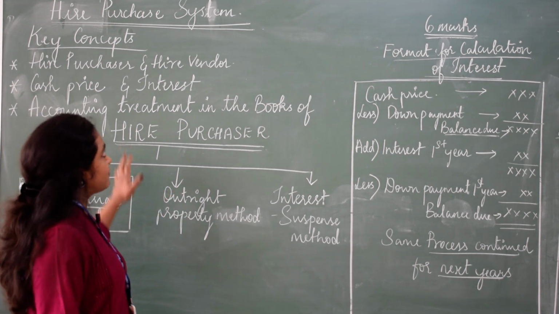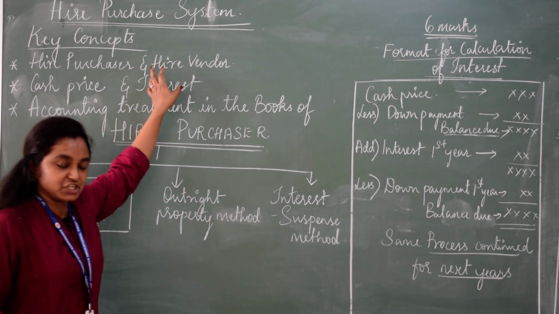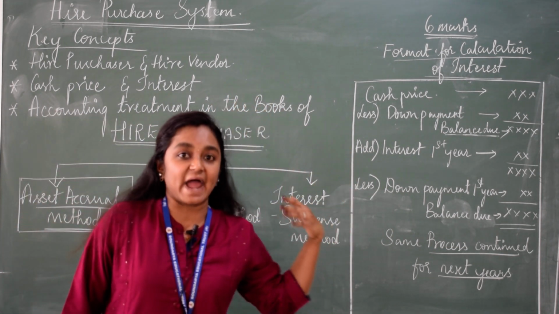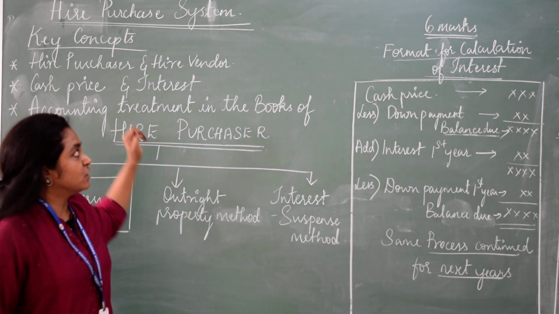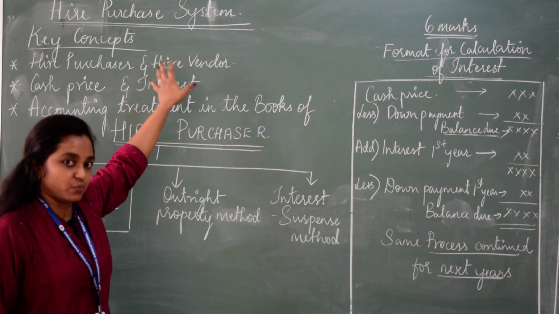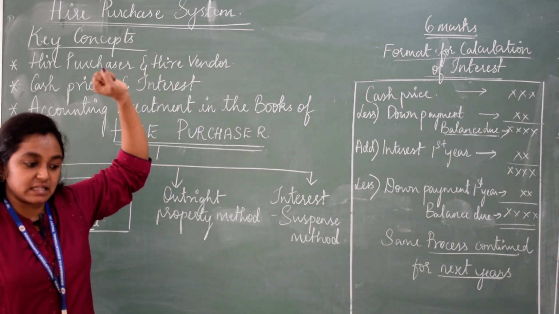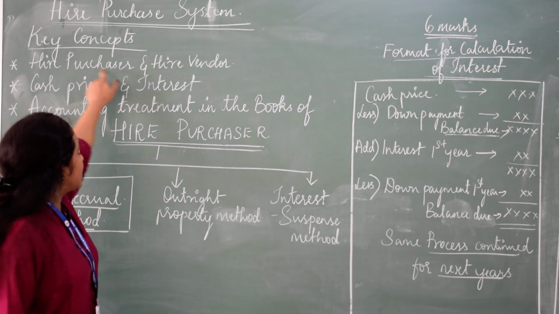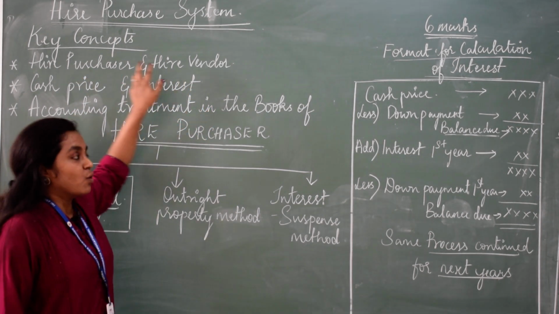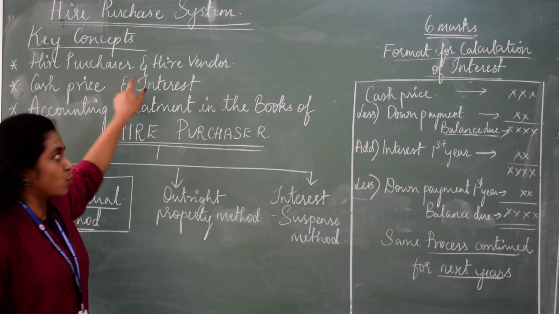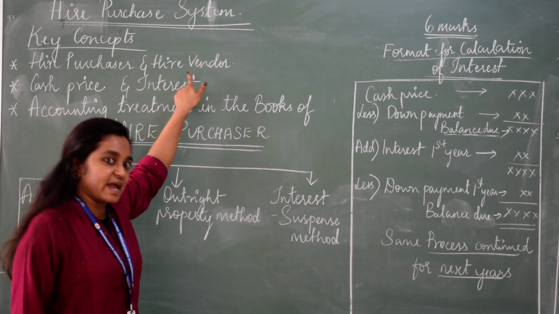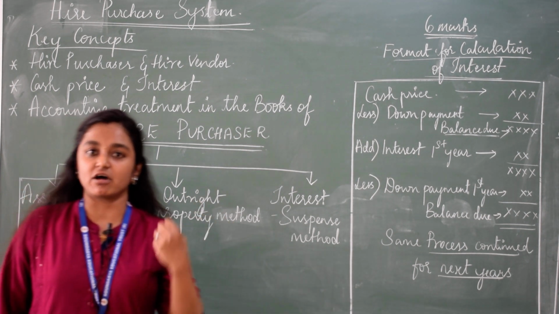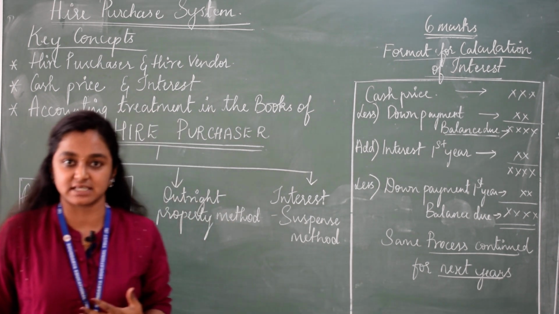So to start off, the unit is hire purchase system. What is hire purchase system? We have heard of installment and hire purchase system both. To understand hire purchase system, there are two persons involved. One is the hire purchaser and the other is the hire vendor. The hire vendor has assets like machinery or any other capital assets with him.